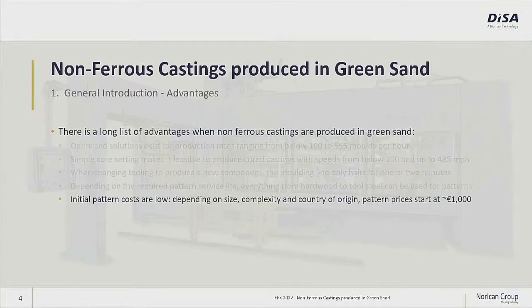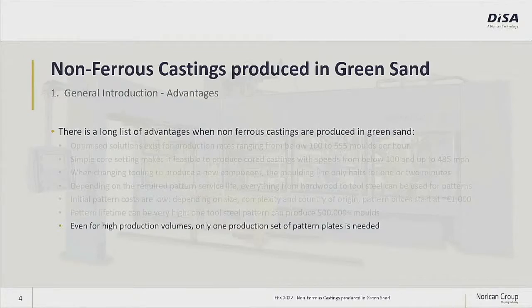Depending on the need for service life of the pattern, we can choose many different materials. So we can use everything from hardwood to tool steel patterns, depending on what tool life is needed. And this means, of course, also that the costs for tooling can be kept very low and in proportion to what is needed. If we only have to run short series, we can produce the patterns in hardwood. If we need to run extremely long series, we can produce the patterns in tool steel.